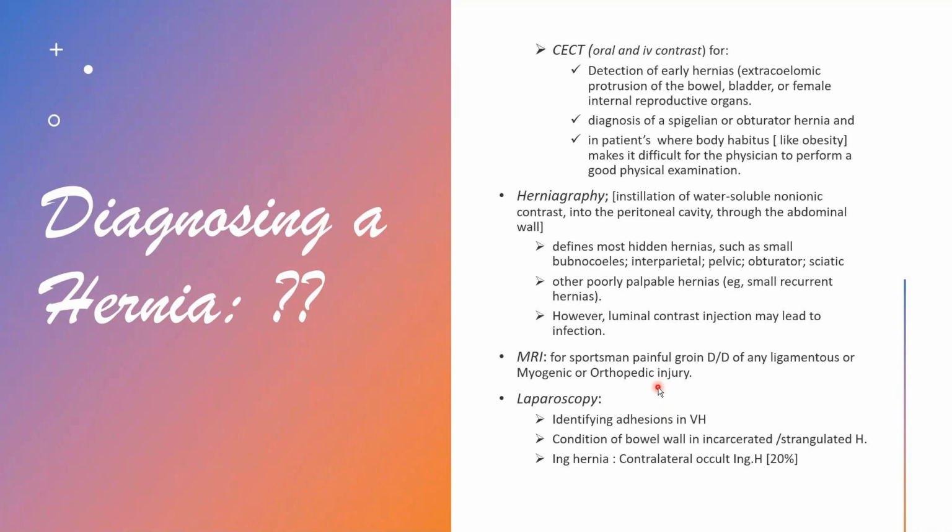Right? Is laparoscopy heavily required? Yes, it is required in a major way in patients with ventral hernia. Why? Because I want to look at adhesions, the number of adhesions there, the condition of the bowel, and intestinal strangulated hernia. In inguinal hernia, whether there is a contralateral occult hernia or not. So these are some of the instances where a laparoscopy may be required for diagnosing a hernia.